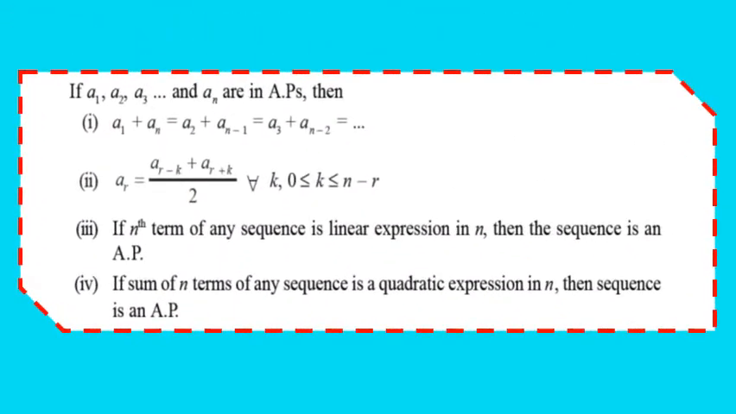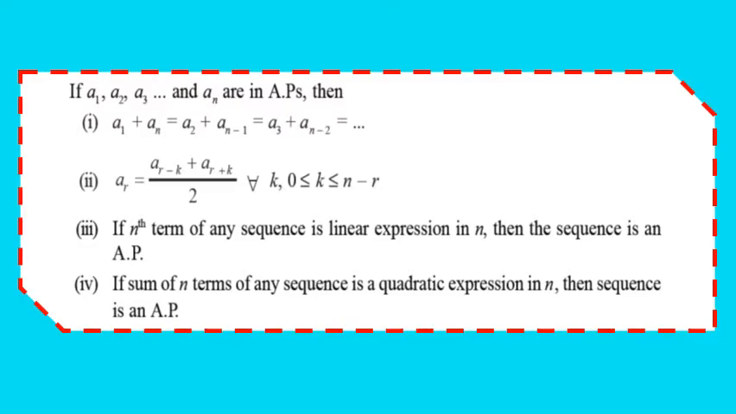So if a1, a2, a3 and so on are in AP, then a1 plus an will be equal to a2 plus a(n minus 1), plus a3 plus a(n minus 2), and so on. Also ar equals (a(r minus k) plus a(r plus k)) upon 2. And if the nth term of any sequence is a linear expression in n, then the sequence is an AP. If the sum of n terms of any sequence is a quadratic expression in n, then the sequence is also an AP.